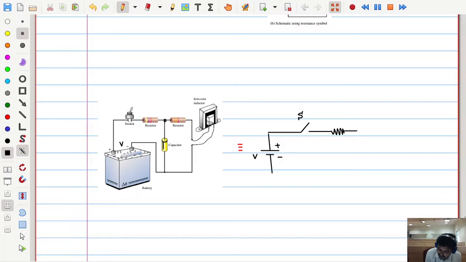At this junction, there are two connections. One is connected to a resistor, another is connected to a capacitor. So from here, let me connect a resistor on one side. On the other side, I will connect a capacitor. The capacitor schematic symbol is two parallel lines equal in length. So usually we represent capacitance by C and resistance by R. As two resistors are there, one I am calling R1, the other R2.